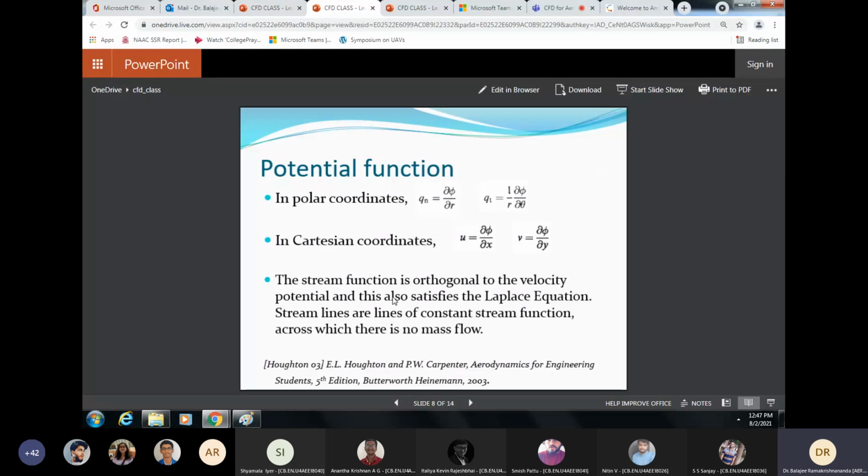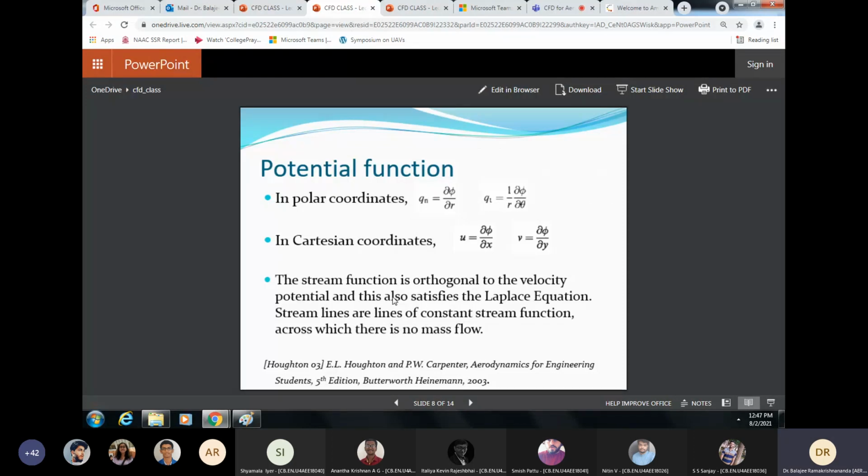Ultimately, that is the aim of our CFD, to find the pressure distribution. And if there is a temperature distribution also, and plus some other fluid dynamics variables.